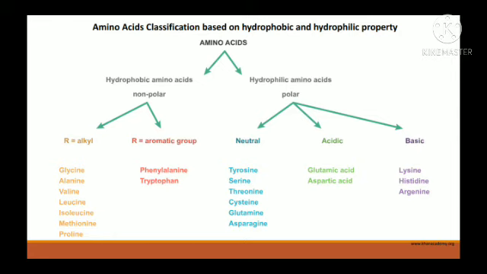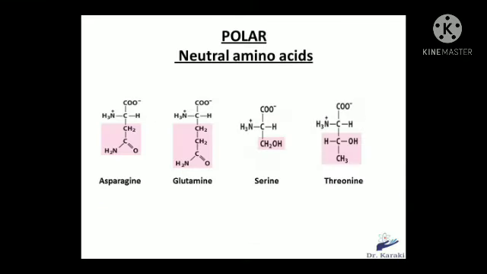The first classification is the polar and neutral amino acids. They are the amino acids which carry a neutral chain, which does not carry any charge, and they are polar, meaning they are soluble in water. The polar neutral amino acids are four: asparagine, glutamine, serine, and threonine. And you have to memorize the chain of all these.